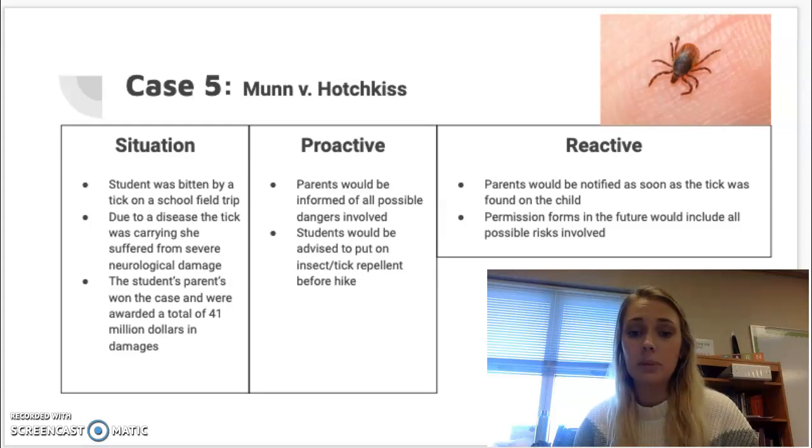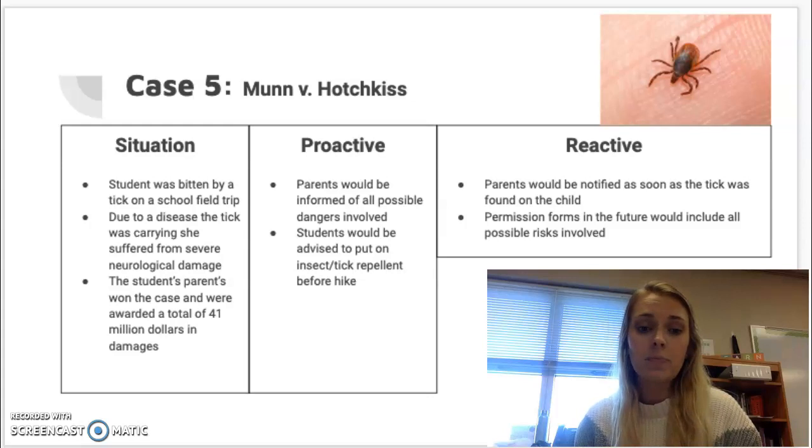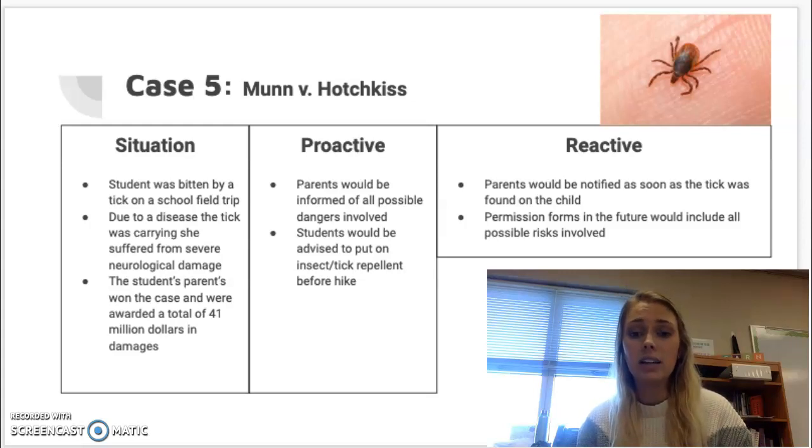The tick was carrying a specific disease which the student did contract, and it ended up causing severe neurological damage in which she couldn't speak any longer. The student's parents ended up suing, saying that they were not informed that there were going to be any harmful insects on the field trip, and they ended up winning the case, and they were awarded a total of over $41 million in damages by the school.